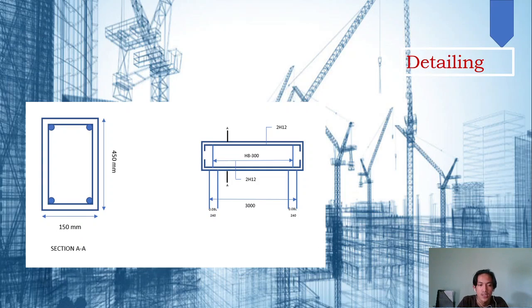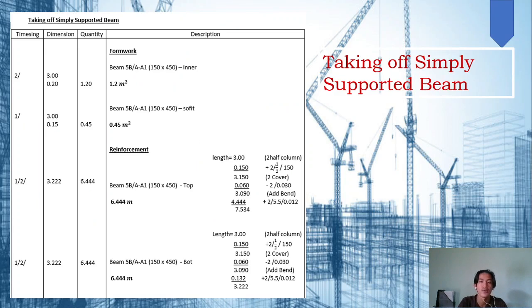So this is for the detailing. The section AA is the cutting section. Then the beam dimension is 450 millimeter times 150 millimeter. And in the beam we will use 2H12, and also for the shear we will use H8 300. Then we will calculate the taking off for simply supported beam.